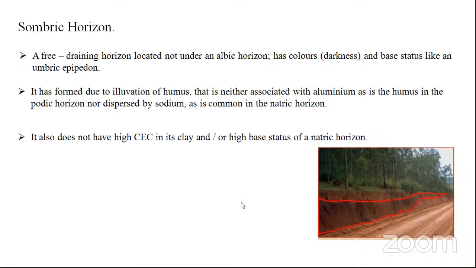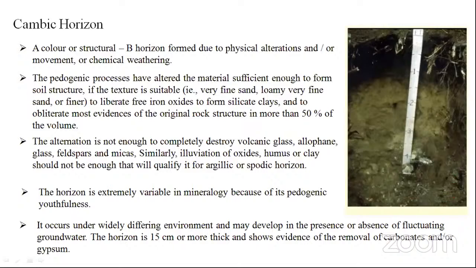Coming to the next one, called the cambic horizon. This is mostly formed due to some physical and chemical alterations. Due to chemical and physical weathering, this horizon may form. The material goes through a pedogenic process, enough to form some soil structure. And if suitable texture was available in that particular climatic condition, it will liberate due to these physical and chemical alterations.